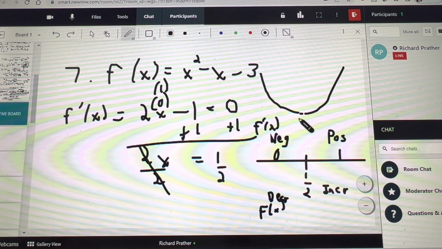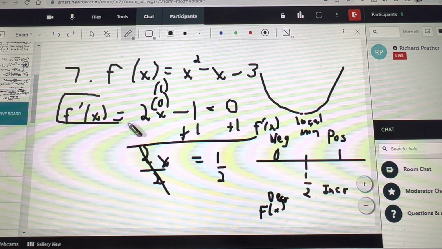So this is a local minimum. You can either memorize that if you decrease first and increase second, that's a local minimum, or just sketch it real quick and you'll tell that's a local minimum. This is called the first derivative test. The first derivative test uses the first derivative.